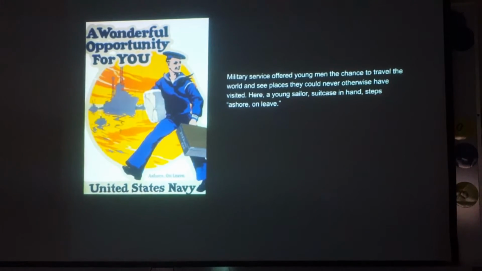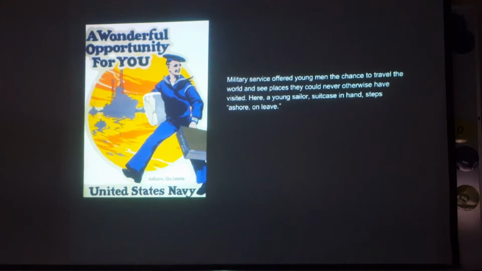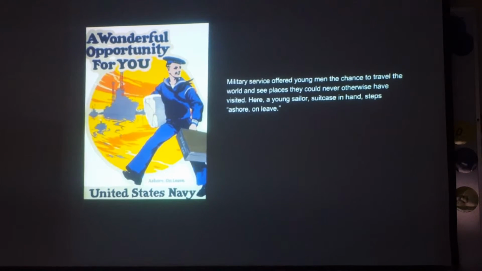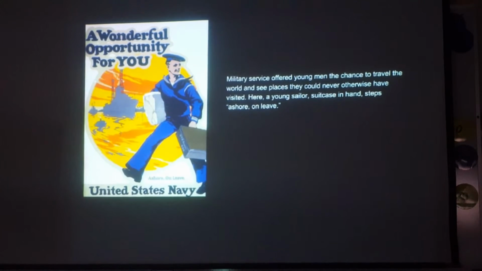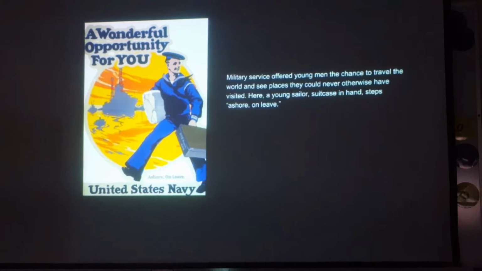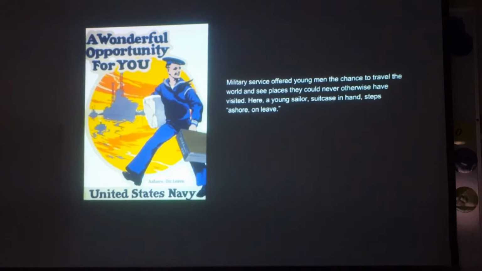Military service offered young men the chance to travel the world and see places that they had never dreamt of seeing. Here, a young sailor with a suitcase in hand steps ashore on leave.